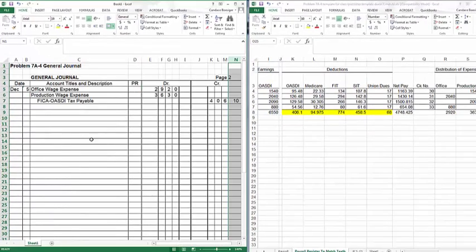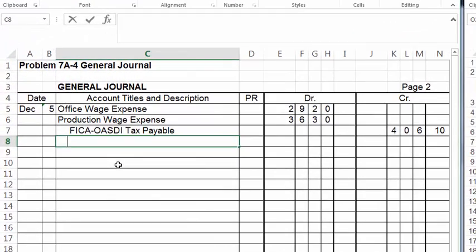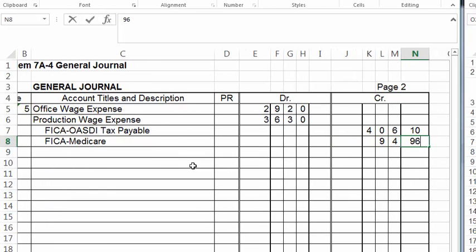Sorry about that, I was trying to fix the formatting. So I just did FICA OASDI, and now I'm going to do FICA Medicare. OASDI is Social Security, and I just go through and calculate 94.96. FIT payable.